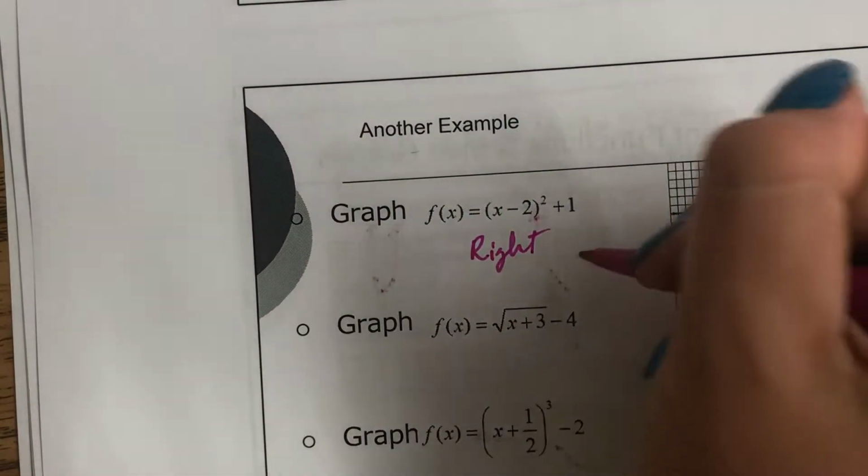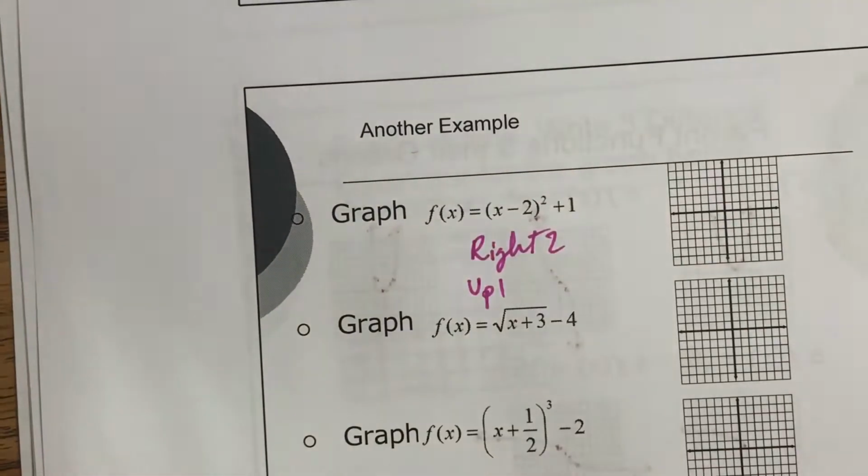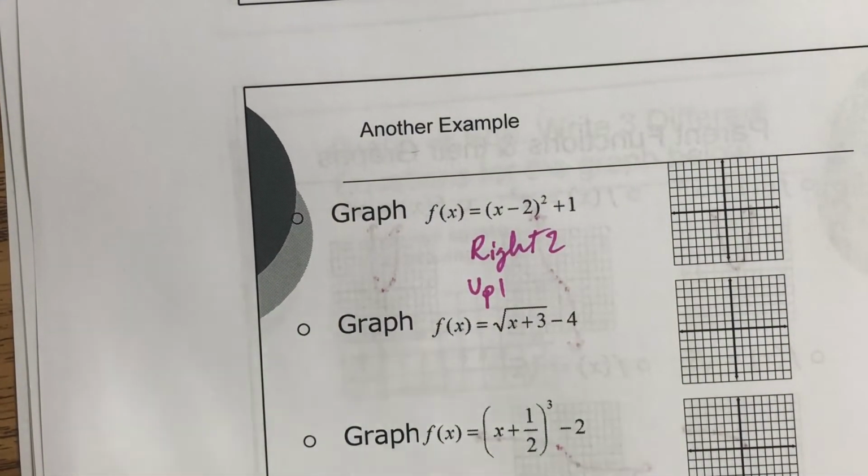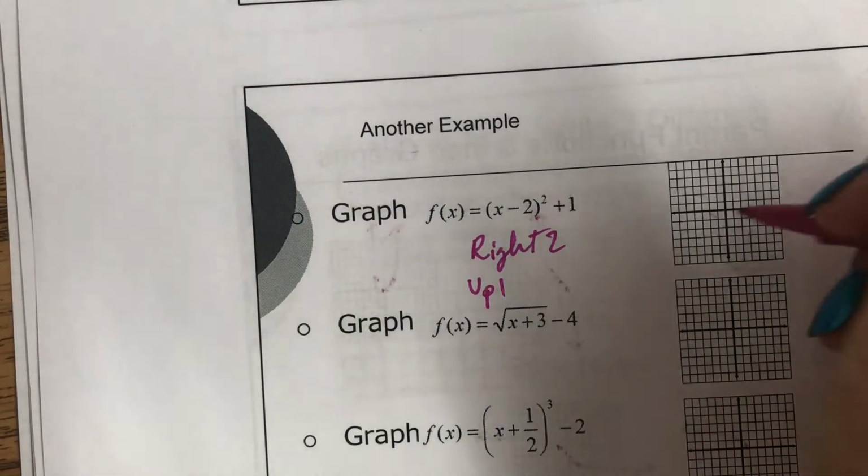All right, and we're back. It goes right 2 and up 1. So I take my starting point for this. The starting point for x squared is 0, 0.